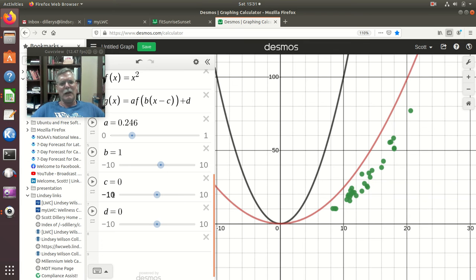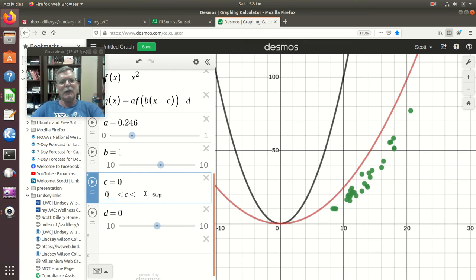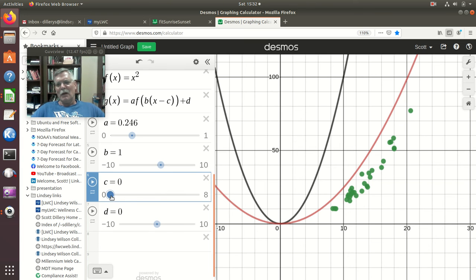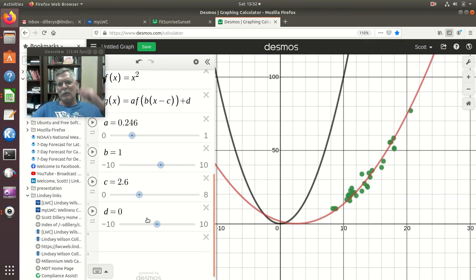And again, so I'm just going to make that a 0, and well, the vertex is no farther over than here at like 8 or 9, and so I'm not going to go any bigger than 8. And I can start moving that to the right, and that's looking pretty good. I kind of like that.